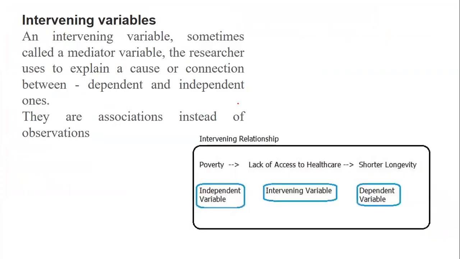Now, the intervening variable, also called the mediator variable, is used to explain the cause or the connection between the dependent and independent variables. They are associations instead of observations. Like for example, poverty resulting in lack of access to healthcare or shorter longevity. So lack of access to healthcare is the intervening variable, which indicates what? Which indicates your intervening relationship, called the mediator.